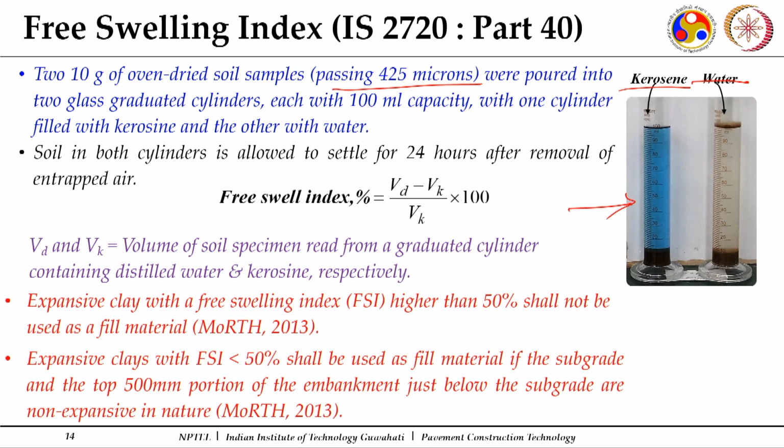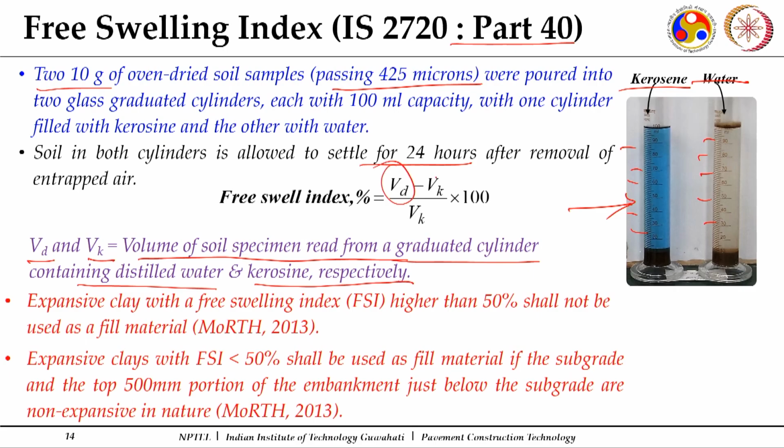Now I'll leave the sample of the soil in these two cylinders having kerosene and water for a period of 24 hours, a standard weight of around 10 gram as per the codal provisions is put. Then I will measure the volumes, VD and VK. VD is the volume of soil specimen read from a graduated cylinder. These are graduated cylinders; here you can see the graduated marks on these cylinders. So I will get the volume in distilled water and in kerosene. I am just going to see how much expansion of volume has taken place.